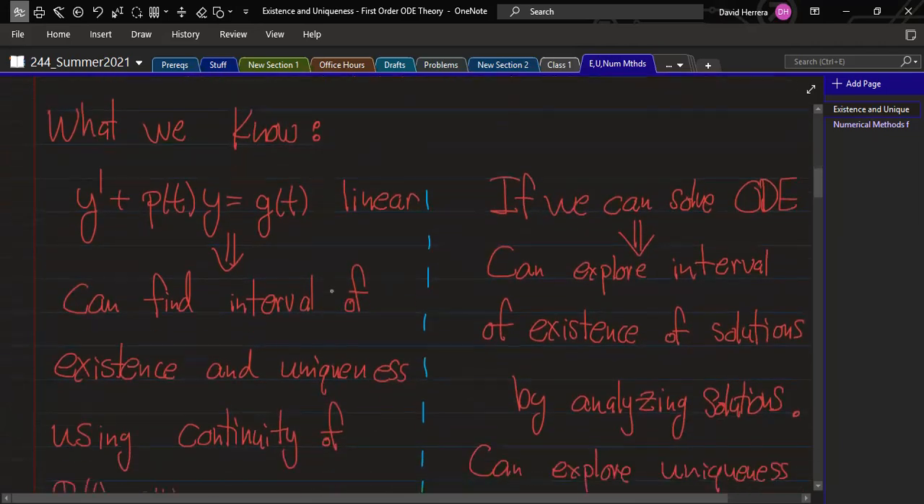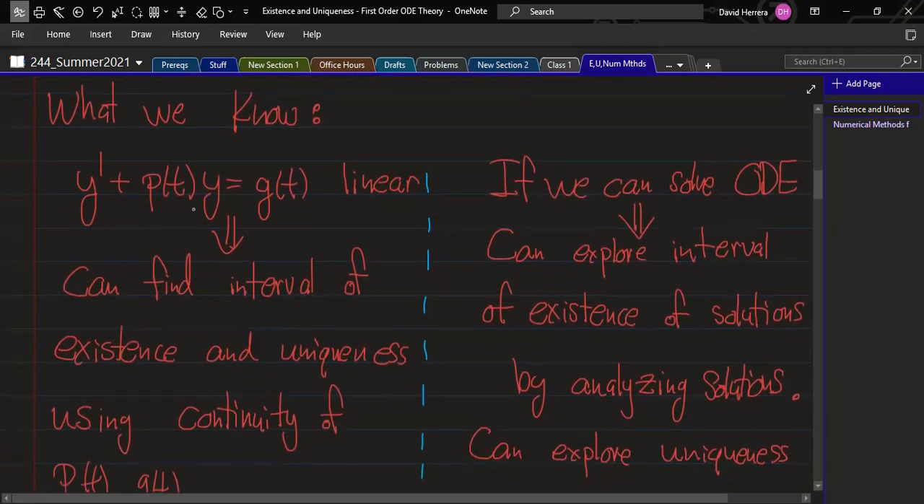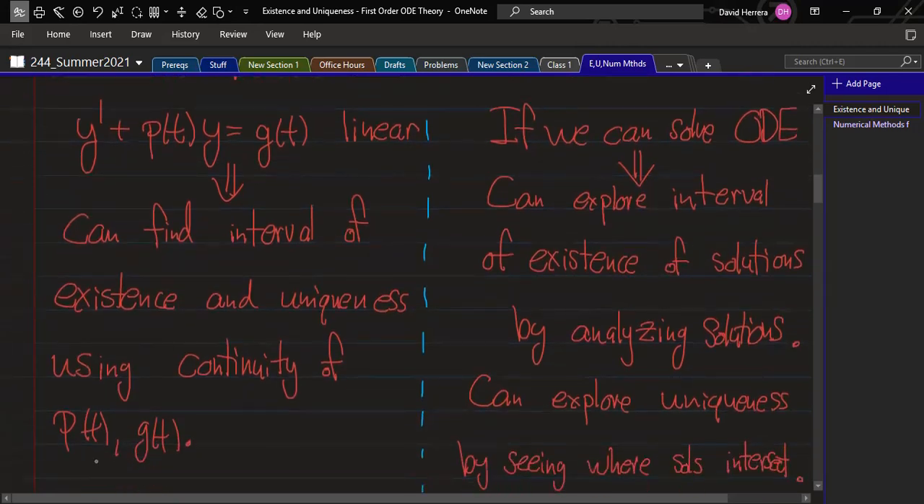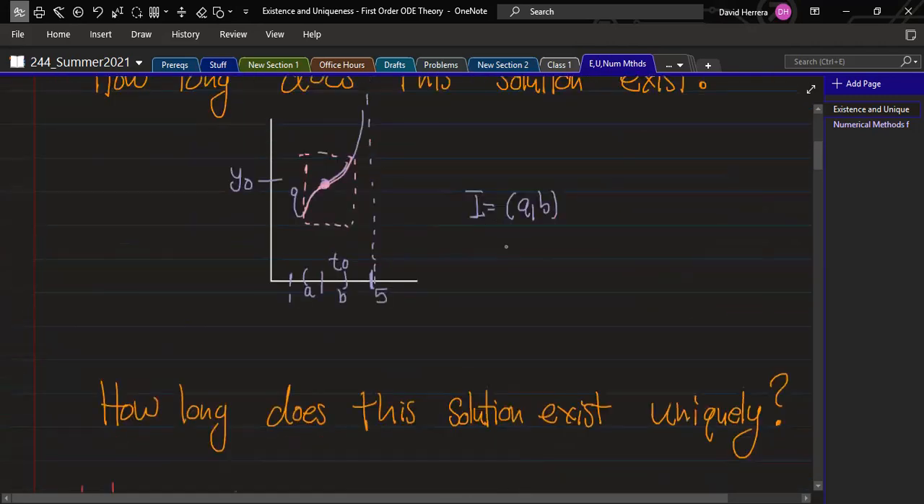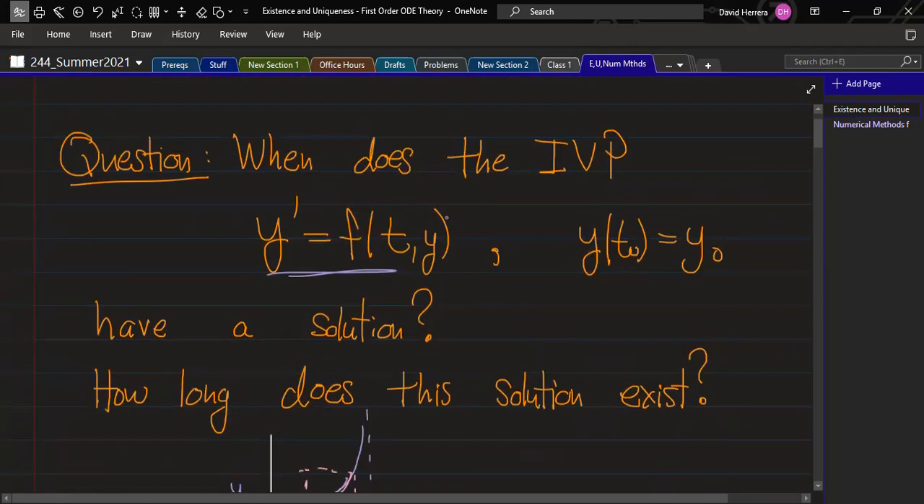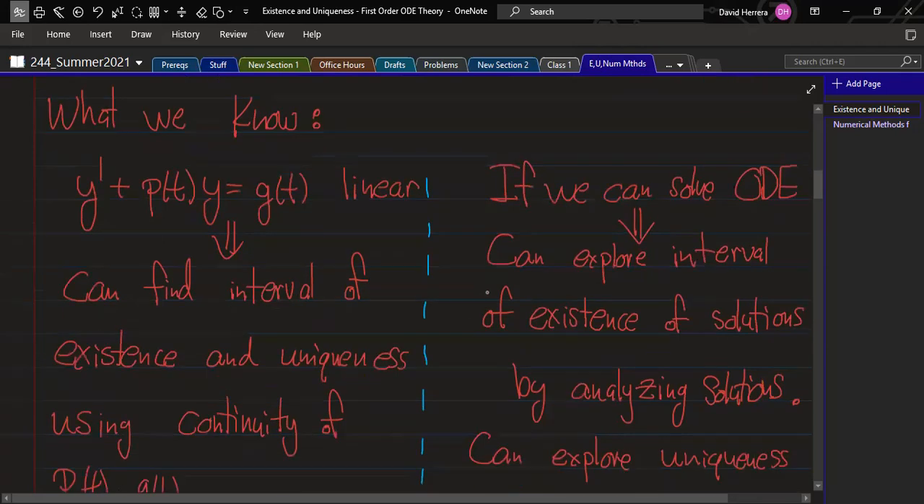So what do we know from what we've seen already? We know that if the equation is linear, then you can find the interval of existence and uniqueness just by looking at the continuity of P and G. That's a very nice property of linear differential equations of first order. Higher order too, but we haven't done it yet. If we can solve the differential equation, so the assumption in this situation is so general we might not be able to solve it.